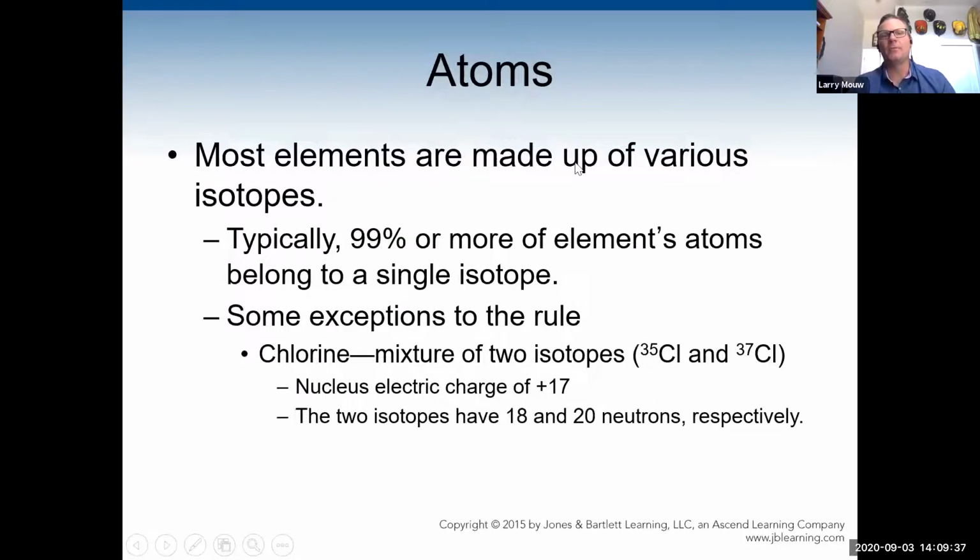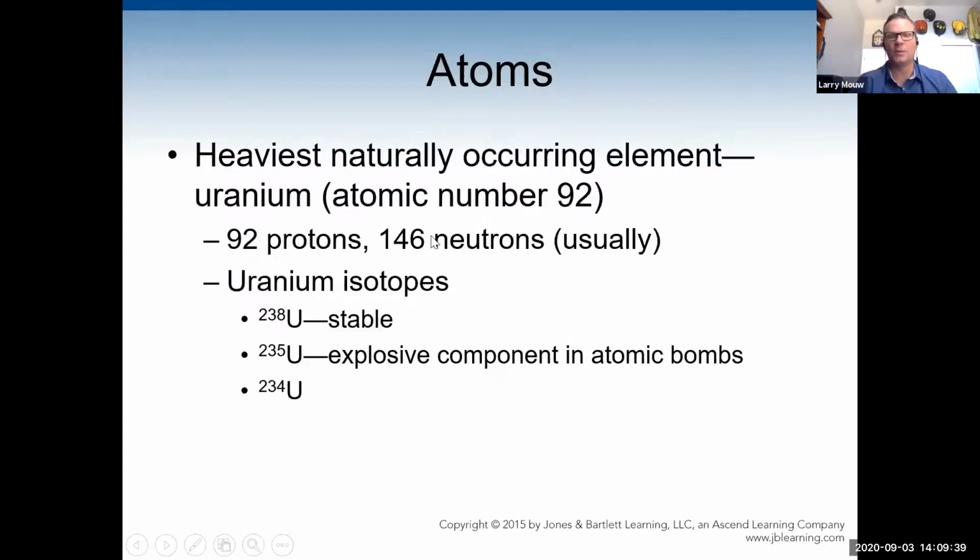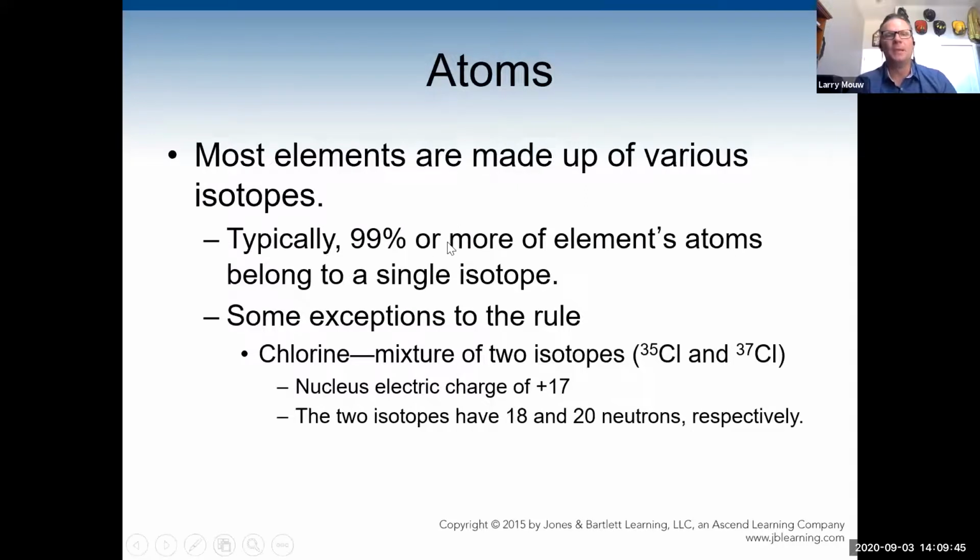Most elements are made up of various isotopes, and that's what that was. Isotopes are when there's a different number of neutrons within the nucleus. Typically, 99% or more of an element's atoms belong to a single isotope. Some exceptions to the rule include chlorine.